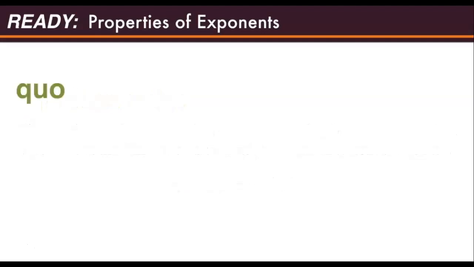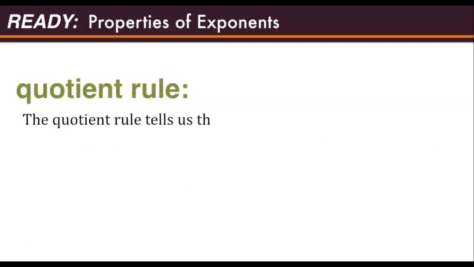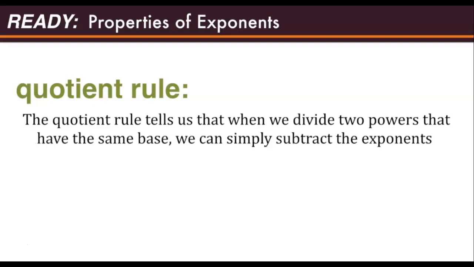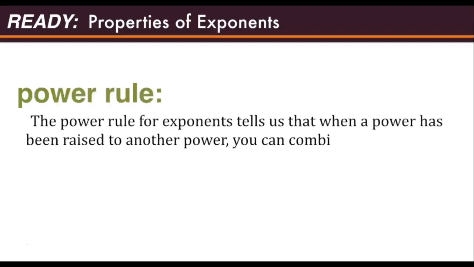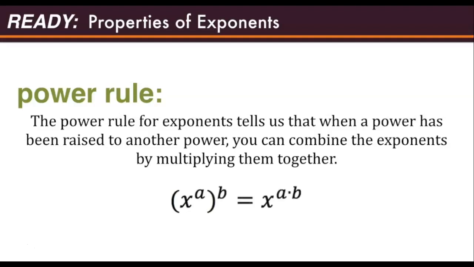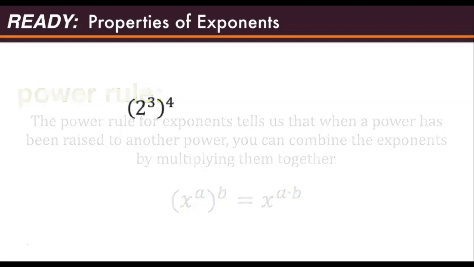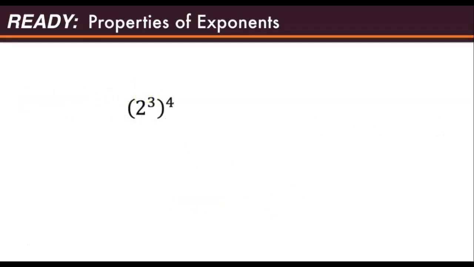The quotient rule tells us that when we divide two powers that have the same base, we can simply subtract the exponents. Let's review a few more exponential rules in order to prepare you for these ready questions. The power rule for exponents tells us that when a power has been raised to another power, you can combine the exponents by multiplying them together. We can see why this is true based on an example.